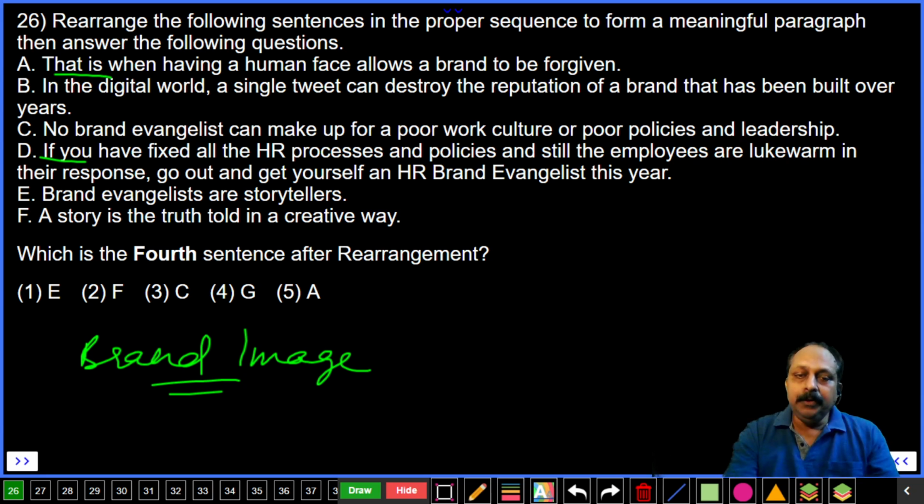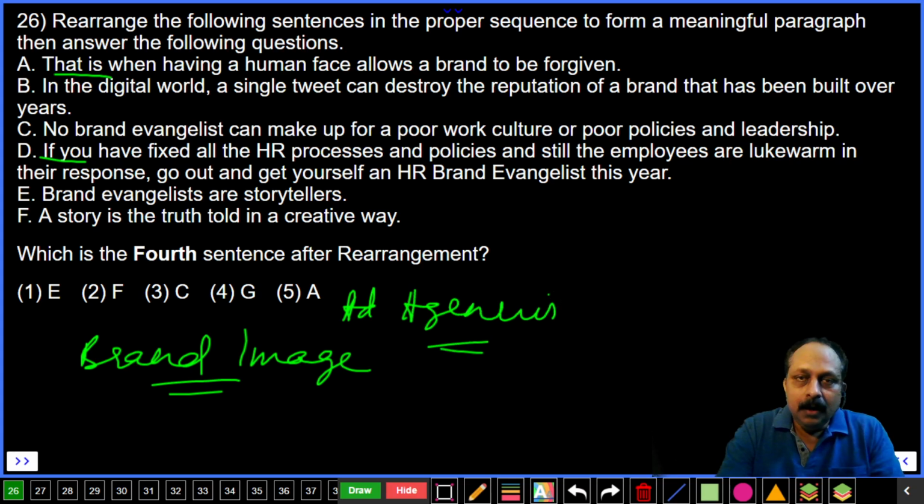And if you take the ad agencies, their job is to create very good brands. This is a context, but this talks about brand evangelist exclusive to ad agencies, whereas in HR, brand evangelist is related to the company. Subtle difference. So, this is all about HR, human resources brand evangelist.